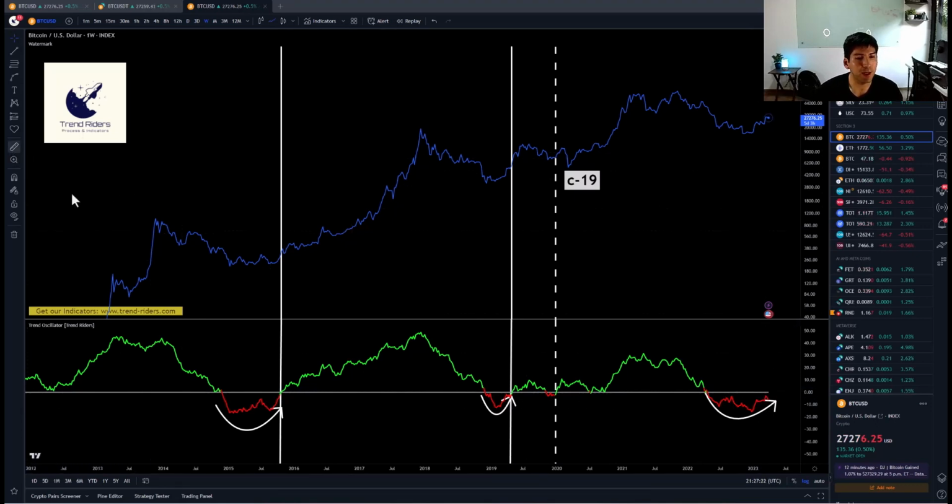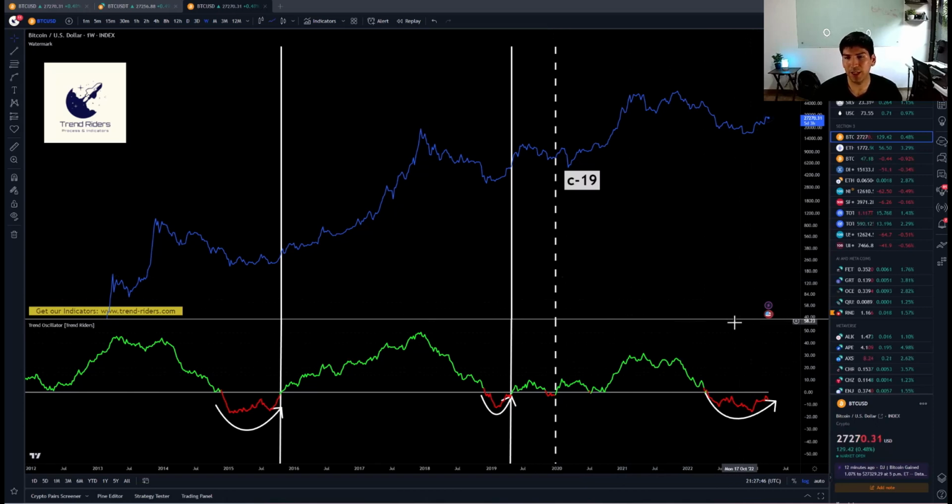But if we see what happened in the past right here, and this is just facts on the chart, guys, it stayed red for 49 weeks. So these two are looking very similar. This period was a little bit shorter before COVID. It stayed red for 22 weeks.